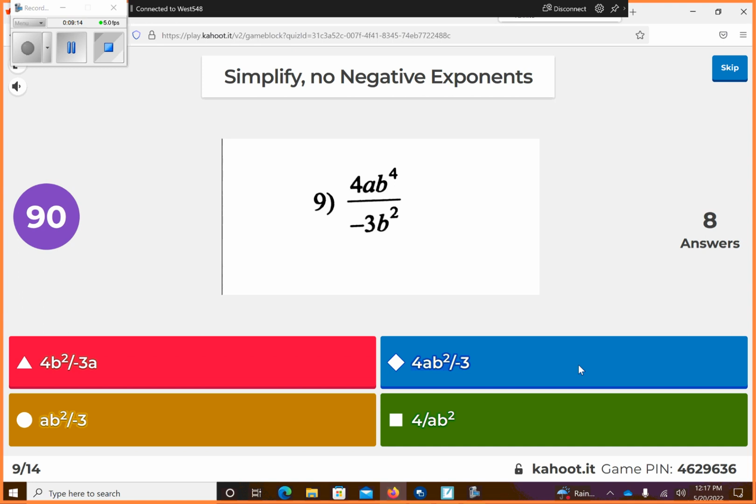So the cursor is on the right answer. So 4 over negative 3 will not reduce. The A stays on top, and then B to the second's on top.